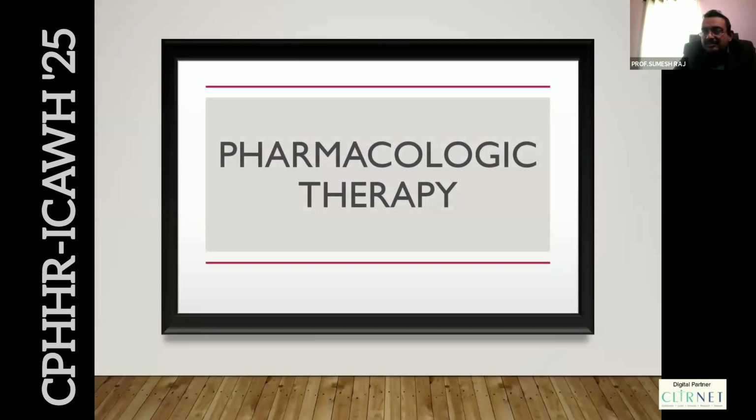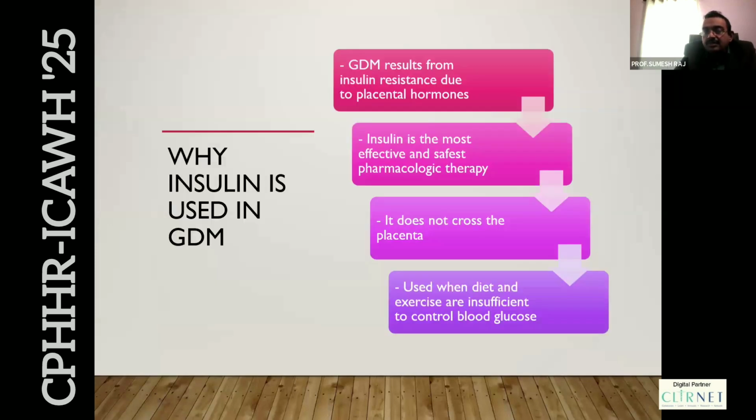Now coming to the drug treatment, insulin and oral agents. Why is insulin preferred as the first line always in GDM? By rule or convention, insulin is the standard treatment for GDM as the first line, because of the main issue of insulin resistance due to the placental hormones. Insulin is the most effective and the safest pharmacological therapy. There are no side effects, no harmful effects on the fetus. It does not cross the placenta, very, very important. So there is very little chance of fetal hyperglycemia, and it can be used when diet and exercise are insufficient to keep the blood sugar below the target levels.